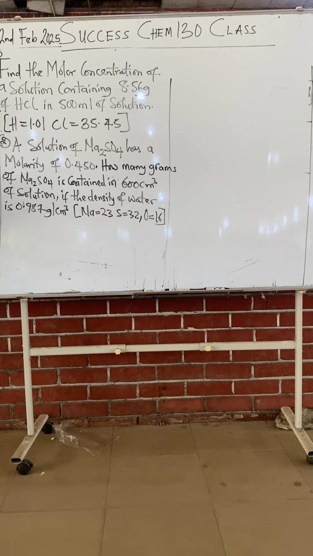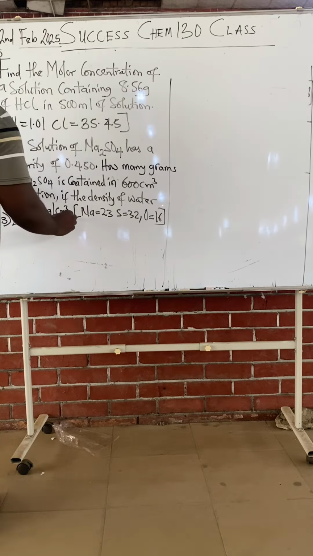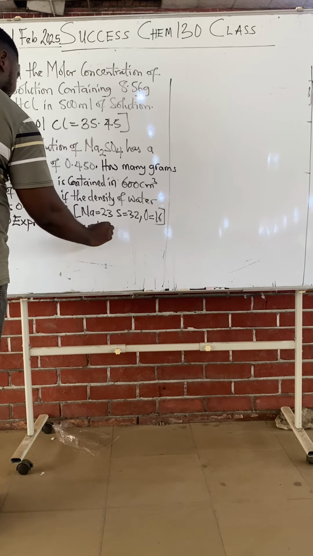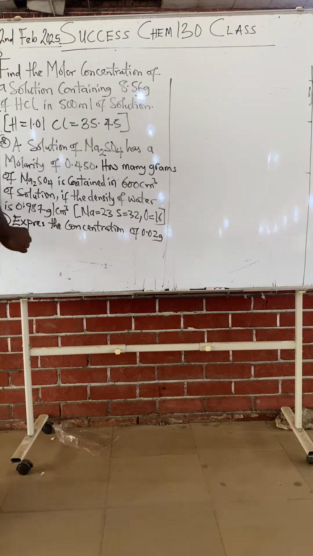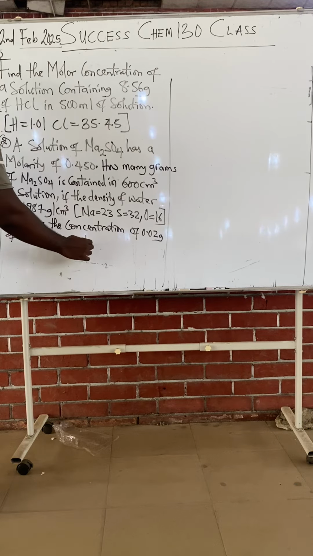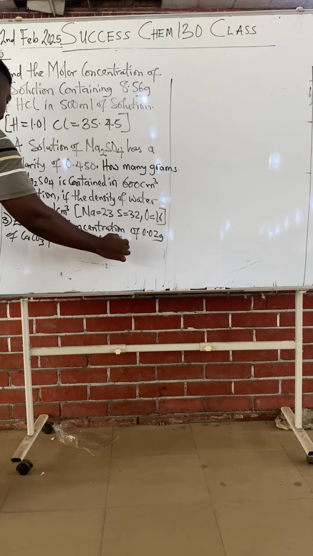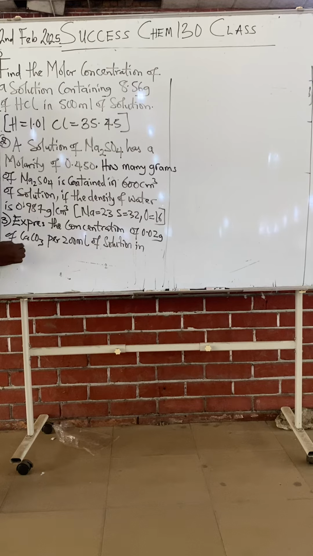Third question, from your textbook. Express the concentration of 0.02 gram of CaCO3 per 200 ml of solution in PPT, PPM, and PPB.